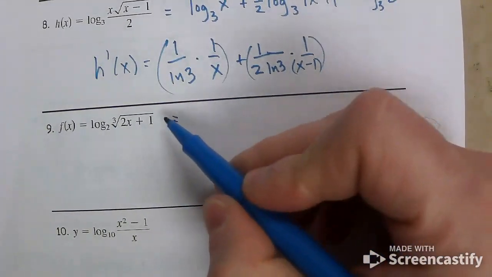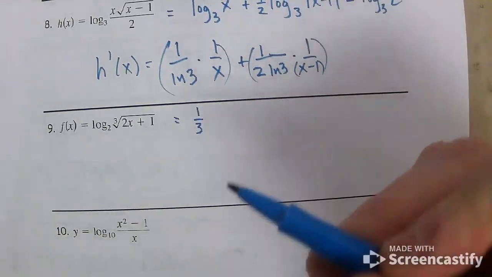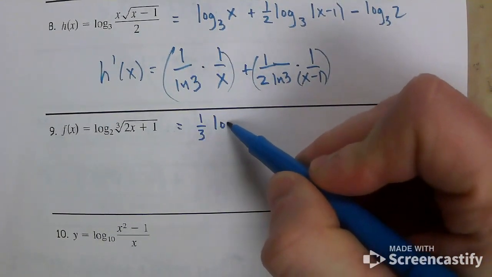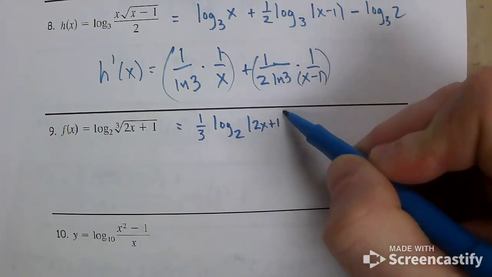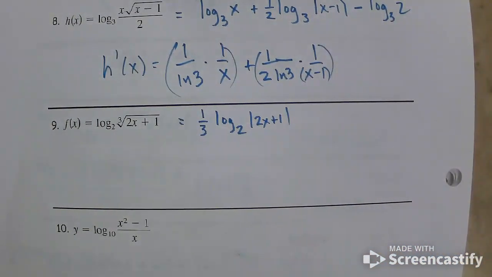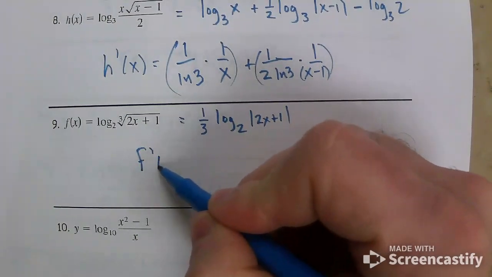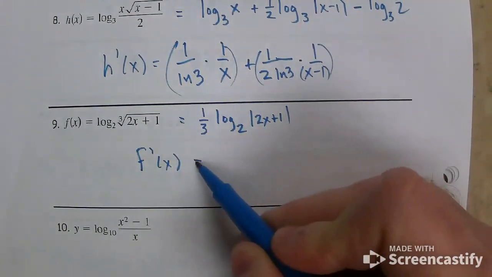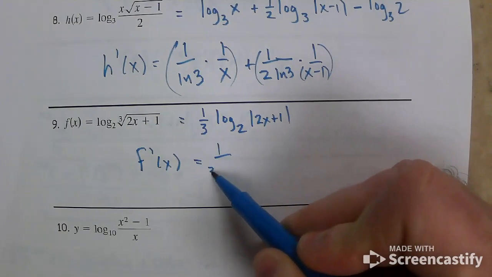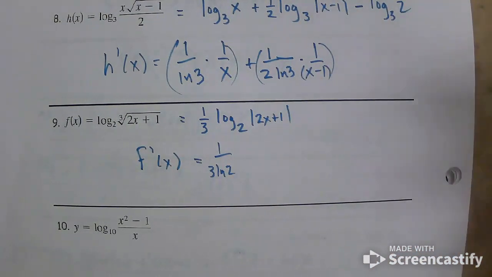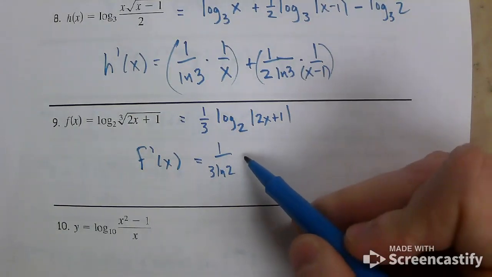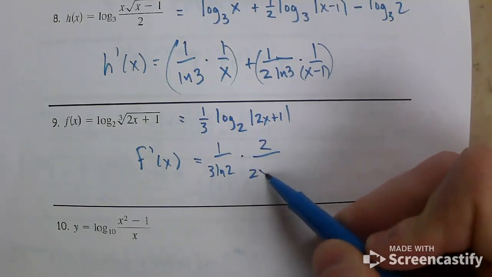Okay, this is a 1/3 power, so this is the same as me saying 1/3 log base 2 of 2x plus 1. Okay, and so if I want to take the derivative of that, this is going to be 1 over 3 natural log of 2, which you could write as 1 over natural log of 8 if you want, doesn't really matter, times 2 over 2x plus 1.